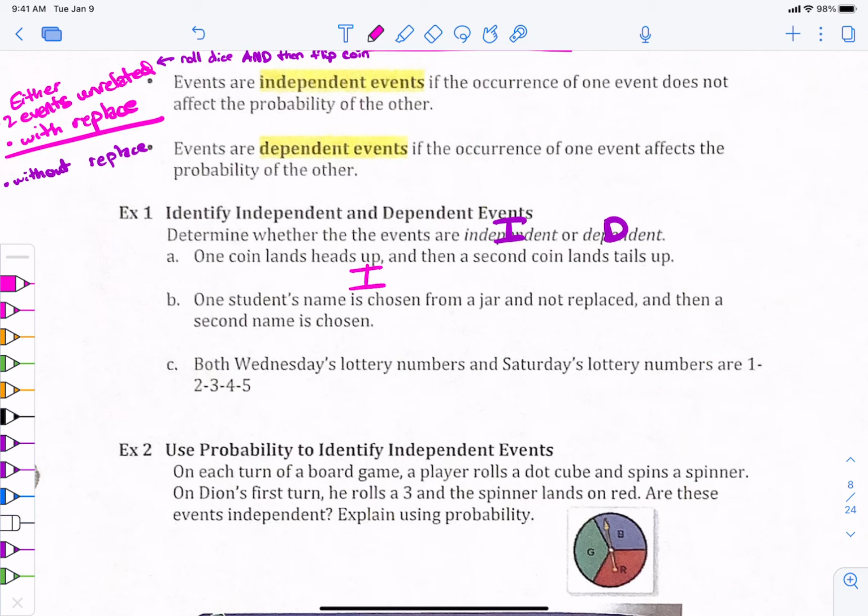So independent. B, one student's name is chosen from a jar, not replaced. I don't have to read the rest. Not replaced means dependent. C, both Wednesday's lottery numbers and Saturday's lottery numbers are 1, 2, 3, 4, 5. When they draw out lottery numbers, do they put them back in after the next lottery? They put them back in, so it is independent. They throw the balls back in before they do the next lottery drawing. That one might have been a little bit trickier if you don't know how lottery works.